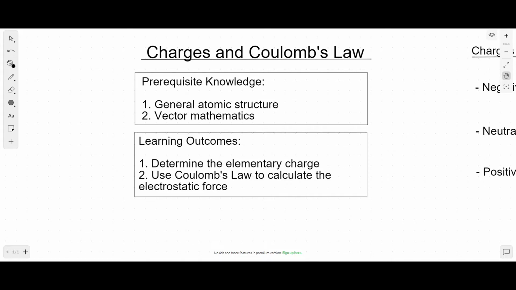The prerequisite knowledge you need is, first, a general understanding of the atomic structure, and second, how to deal with vectors. What we're going to do is determine the elementary charge, and we're going to use Coulomb's law to calculate the electrostatic force.